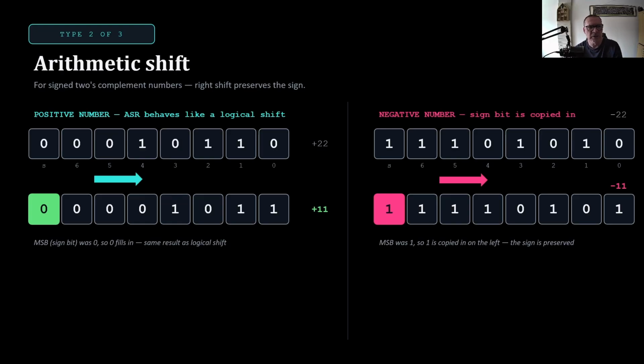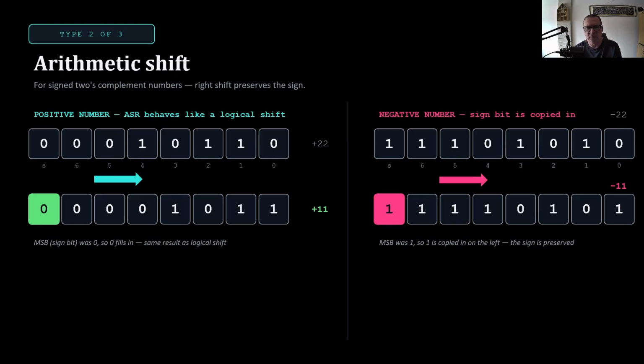If we're left shifting a positive number, again, no problem. We'll just move it the other way and fill in with a 0 on the right. So the arithmetic shift is just the same as a logical shift for a positive number like that. Where it gets different is when we're dealing with the negative number. So on the right there, we've got a 2's complement representation of -22.